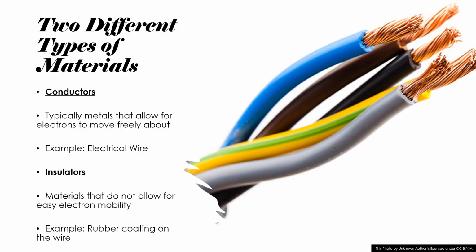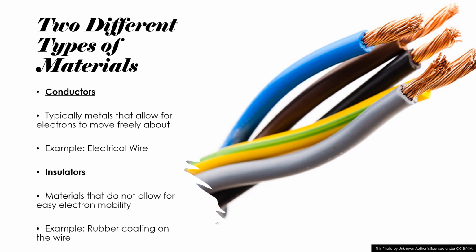One, we can have conductors. We have two different types of materials we're going to deal with. So conductors, they are metals that are going to allow for electrons to move freely about. They have what's called a sea of valence electrons, and I'll show that in a second. But things like copper, silver, gold, aluminum, those things, they're good conductors because electrons can move freely within them.